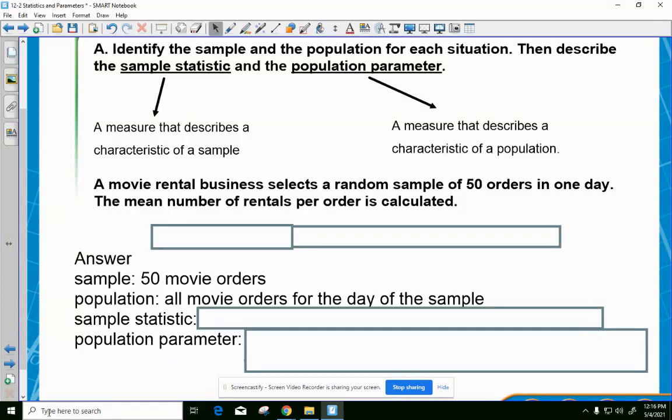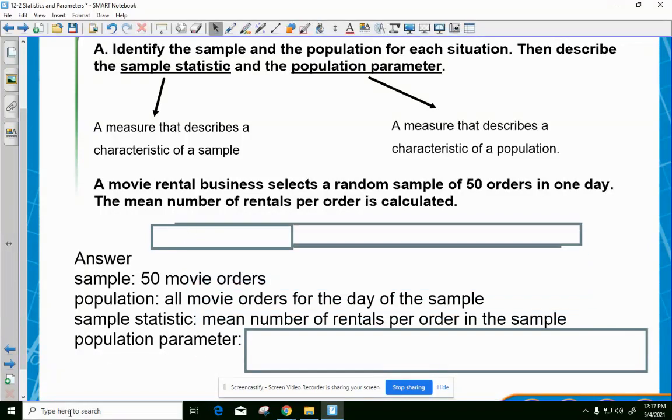The sample statistic. What was the statistic that was used in this problem? The mean of what? Of the rentals. So the sample statistic is going to be the mean of the rentals in that sample, essentially the mean of those 50 orders. That's the statistic that was used.